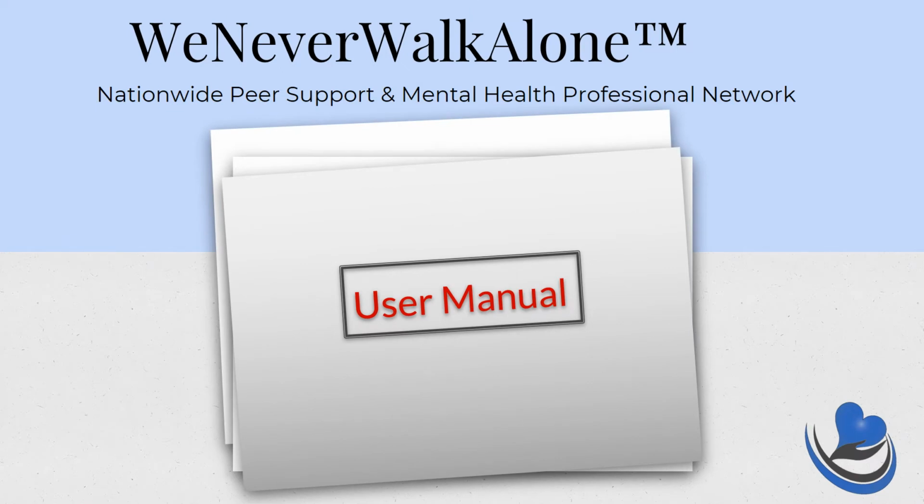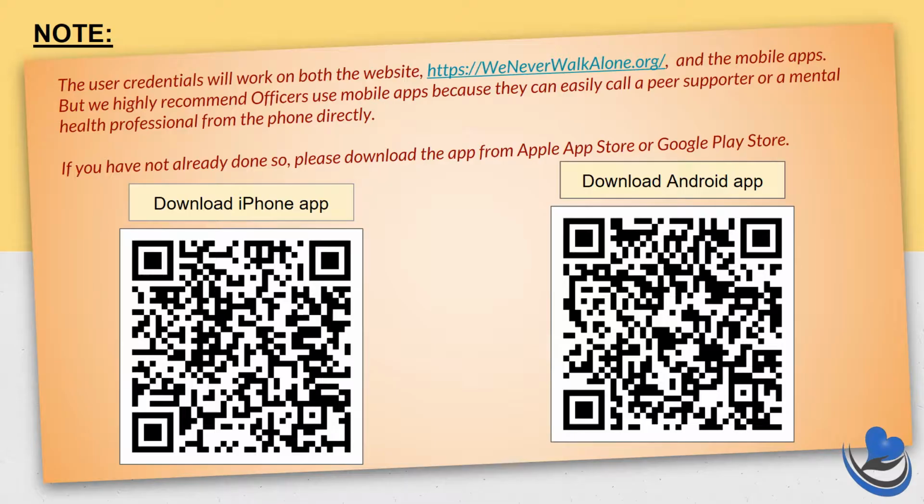Today's tutorial will go over the user's manual. The first thing to note is that your login credentials will work on both the website, WeNeverWalkAlone.org, and the mobile apps, but we highly recommend the officers use the mobile apps as they allow you to call a peer supporter or mental health professional directly from your phone. If you have not already done so, please download the app from either the Apple App Store or the Google Play Store. You can also use the QR scan code sheet given to your department.